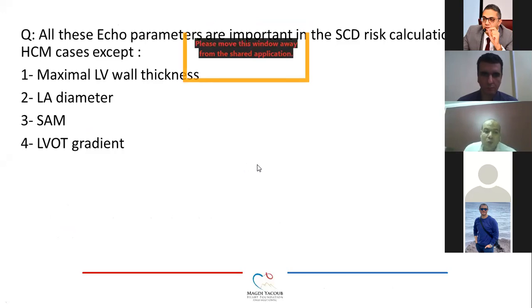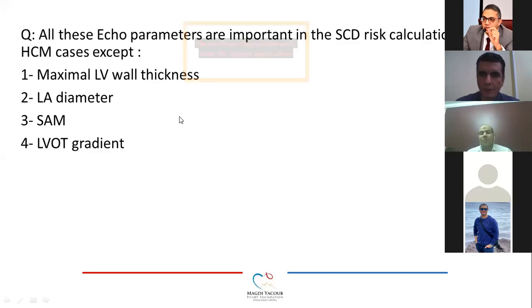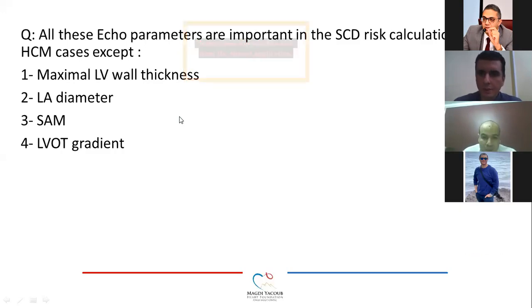Another question. All the following echo parameters are important in the sudden cardiac death risk calculation of HCM cases, except: maximum LV wall thickness, left atrial diameter, systolic anterior motion of the mitral leaflet, and the LVOT gradient. So another question to be answered. Please respond in the chat box.